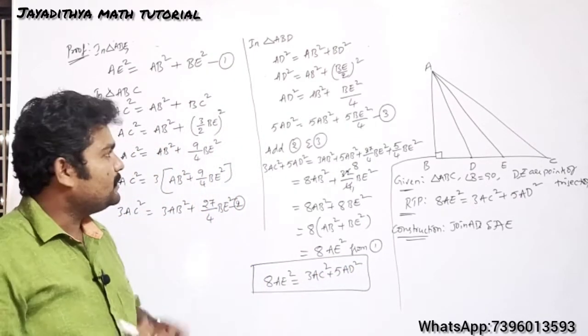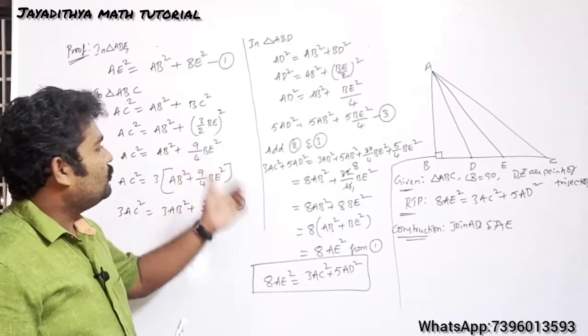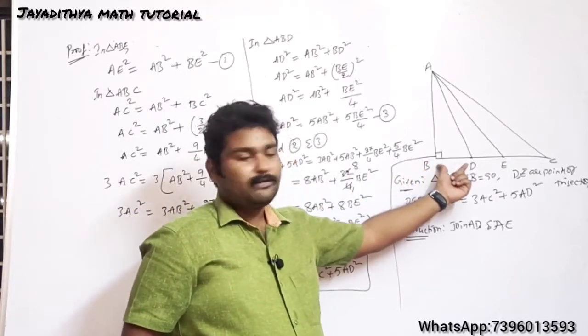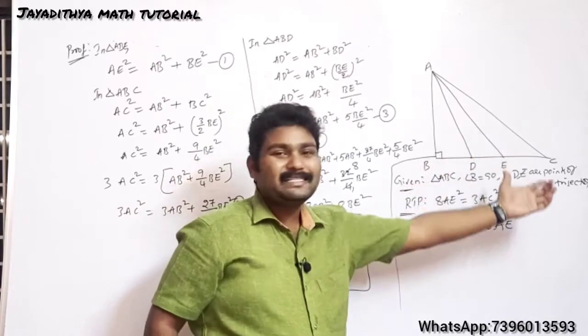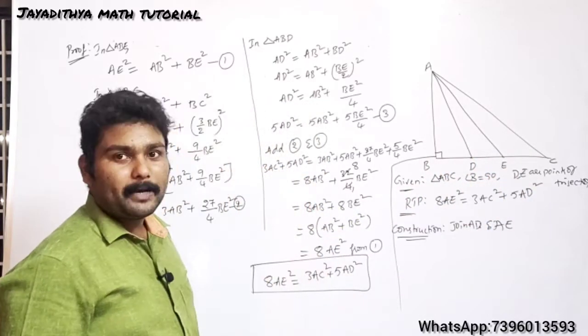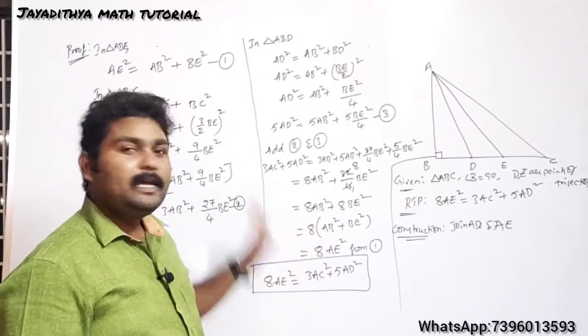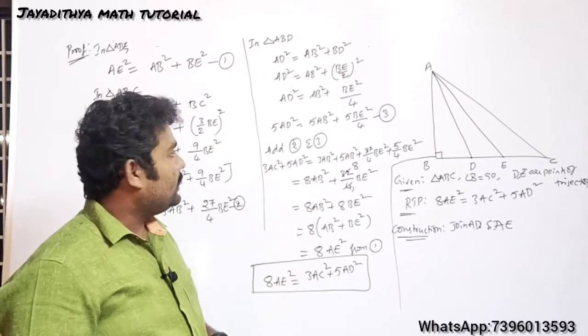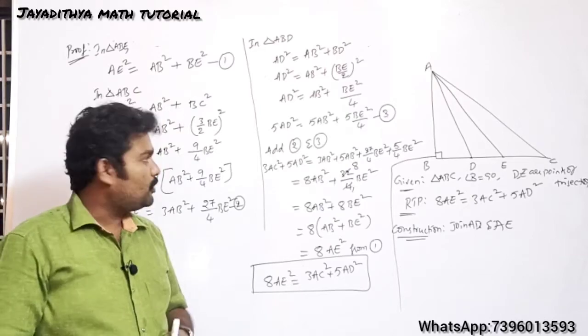So the problem is very simple, but where you need to focus: when you are finding BD, convert this one into BE. When you are finding BC, even convert BC in terms of BE. So that is the most important part of the problem. If you convert them clearly, then you can easily solve the problem. Okay, now let us enter into the next problem.